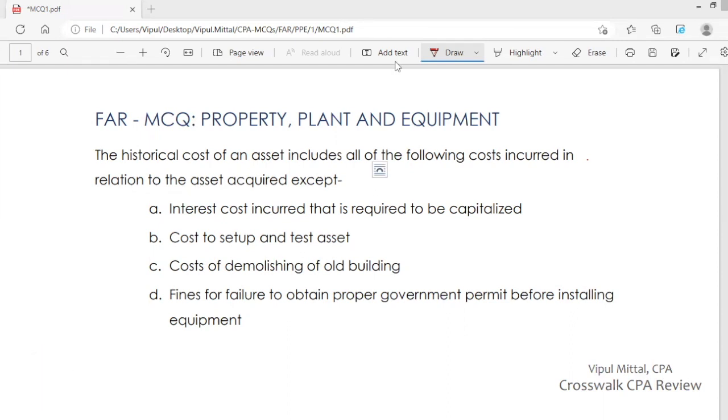So, an asset generally is recorded at the historical cost. And this historical cost includes all the cost that you incur to bring it to the condition and location necessary for its intended use.